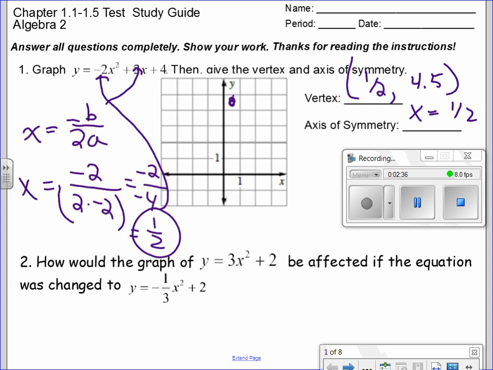All right. So it looks like it's crossing at about -1 and at about 2, and it's opening down. So this is my picture. Okay. Questions on that one?